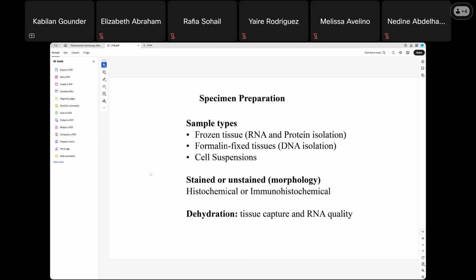During this process, we discussed dehydration. Dehydration is very, very important in microscopy, especially when you are isolating cells from a heterogeneous mass using this technique. If water is present, that will reduce the quality of RNA.